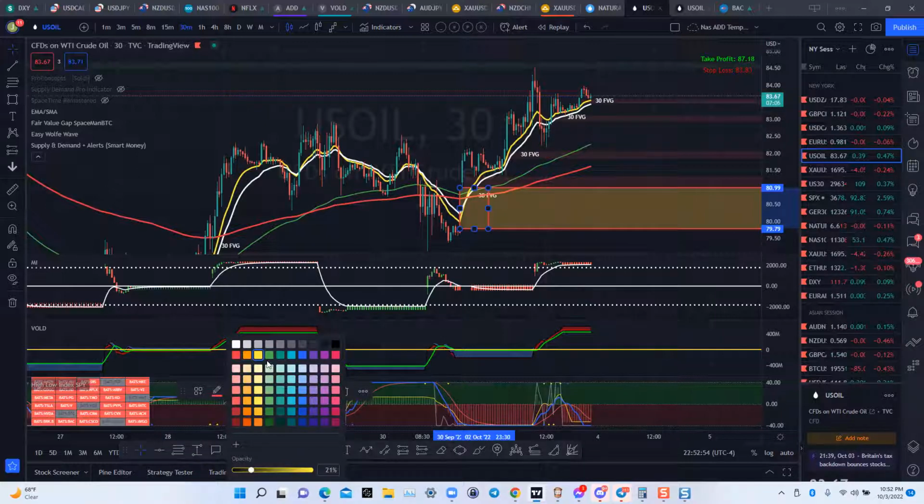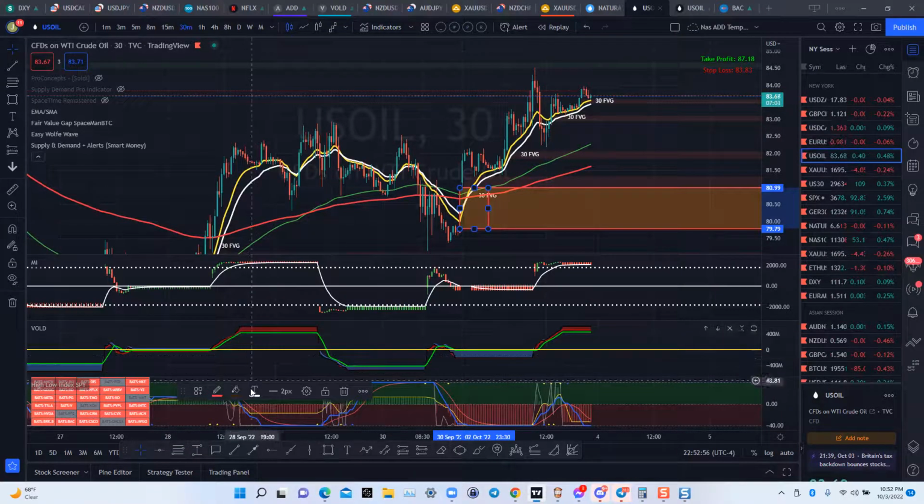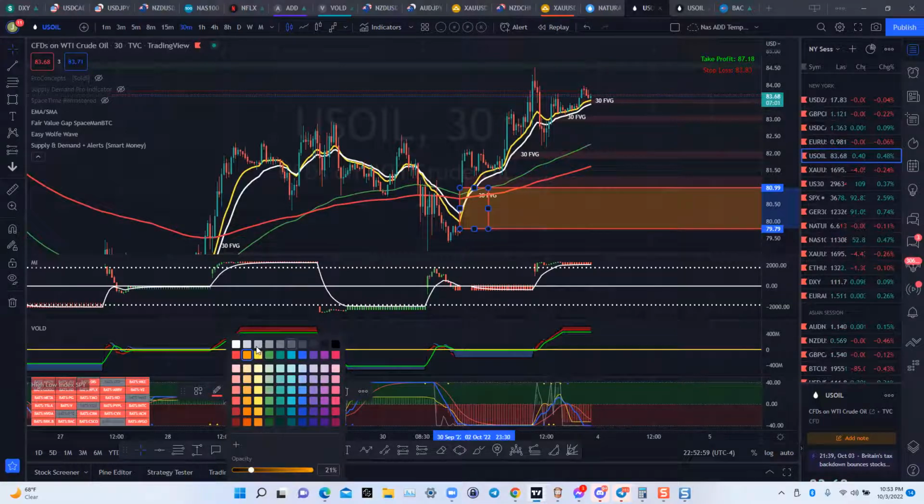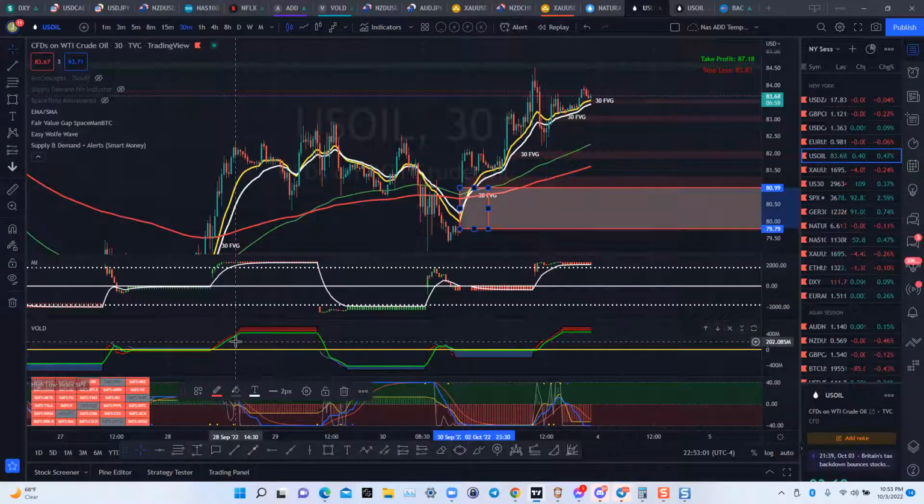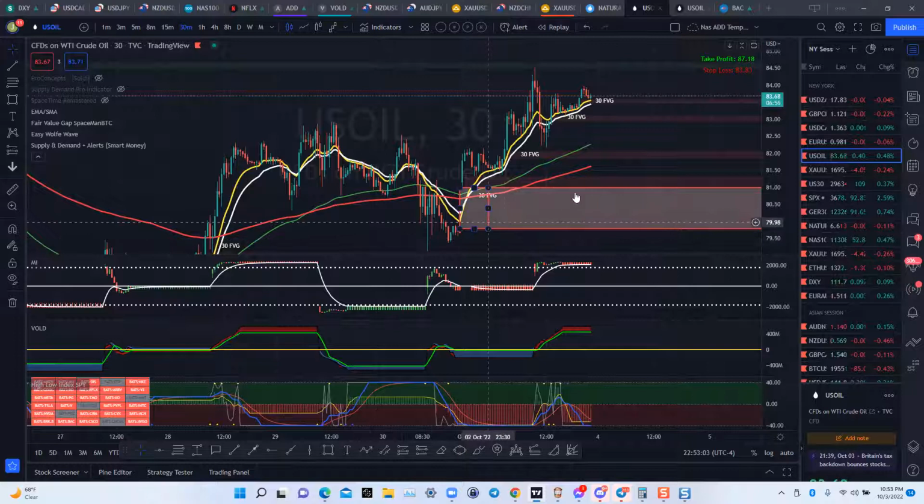Let's try. Let's see. It's orange. No, not that color. White. Okay, I can do that. All right. So it's gonna come back in here some kind of way.